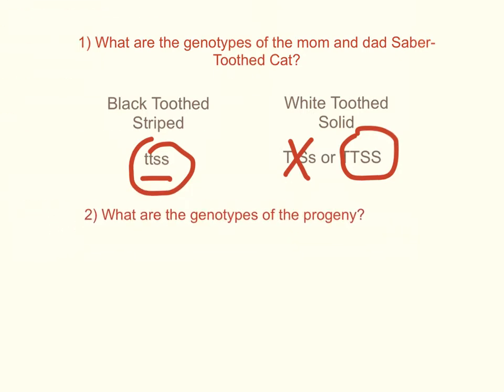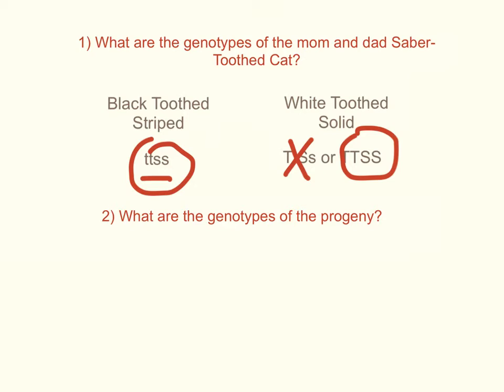What are the genotypes of the progeny? So we already know what the phenotype of the progeny is. We know from the question that all the progeny are white-toothed and solid. But this is asking for the genotypes. So if you need to, you can make a Punnett square. I'm not going to because this one's pretty simple.